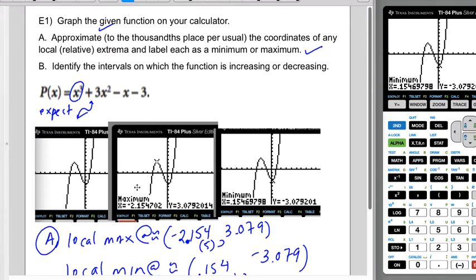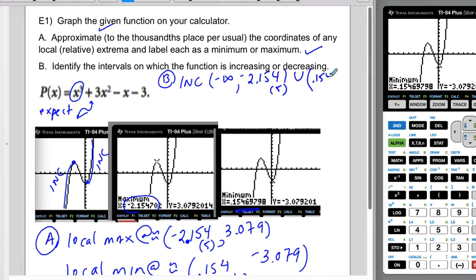Well, this is actually pretty straightforward, because if you look at this graph, the graph is going uphill until it hits the max, and it's going uphill again after the min. So when I want to do part B, which I'm just going to squeeze in here, my graph is increasing on the window from negative infinity until that first x value, which we just found to be negative 2.154 or 5. And again, from the second x value, which was 0.154 or 5, to infinity. Okay, and that means that I'm decreasing in the window between them.